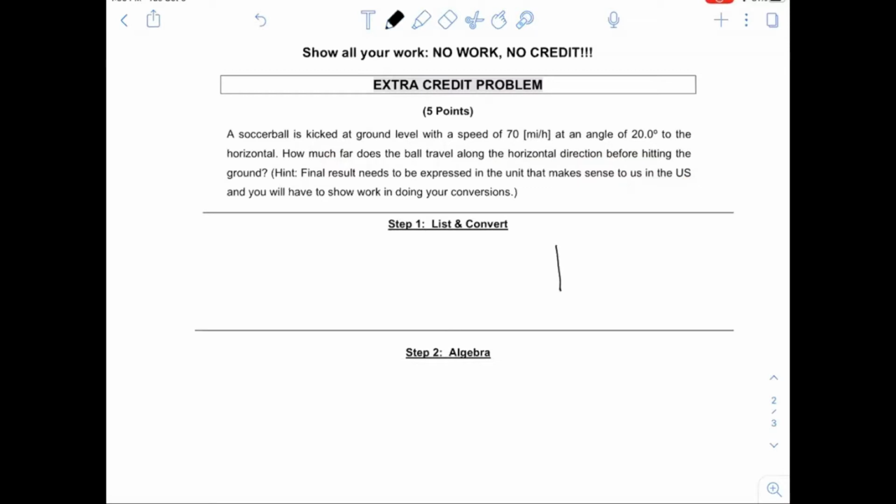I'm just going to draw this out. The ball is being kicked at an angle, so it's going to be projectile motion. This is V. What do we know? We know the speed is 70 miles per hour, kicked at an angle of 20 degrees, and we want to know how far it's going to travel along the x direction.